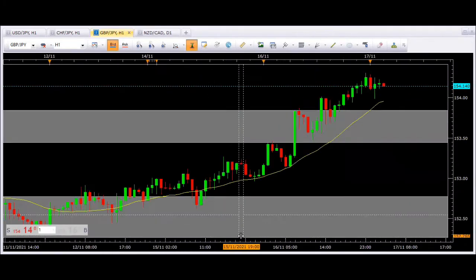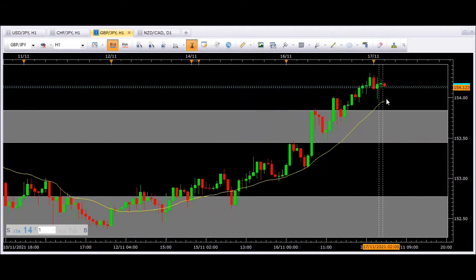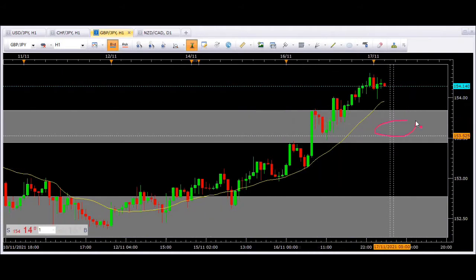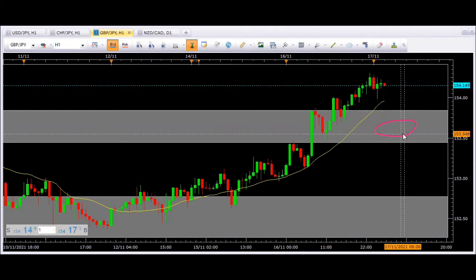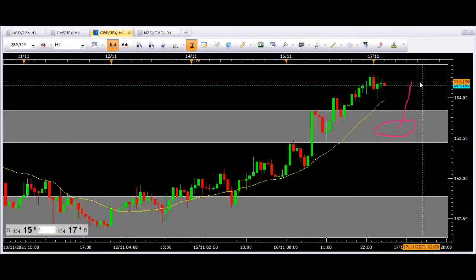What I want to see, guys, is price come down and retrace into this grey zone here. I want to see a bullish candlestick pattern. If you don't know what candlestick patterns are, please check out my training tutorial, or ask in the comments down below and I'm happy to reply and give you all the information you need. Down to the grey zone, a bullish candlestick pattern will take price back up to the high. This will be our first target, and our second target will be the daily targets. So, pound against the Japanese yen long.